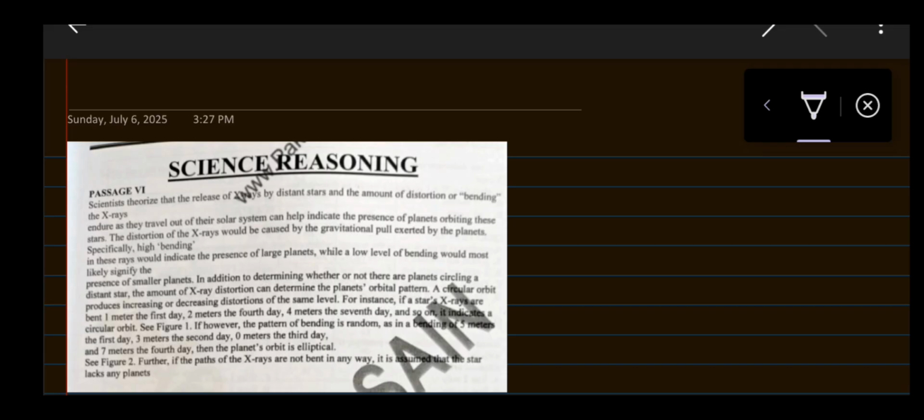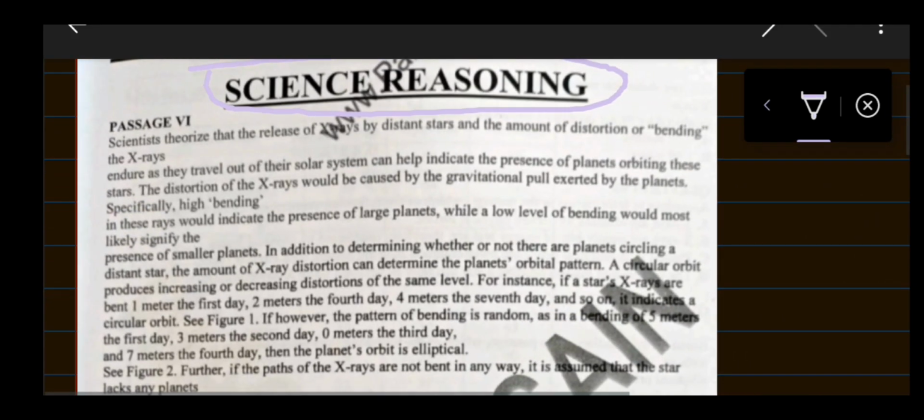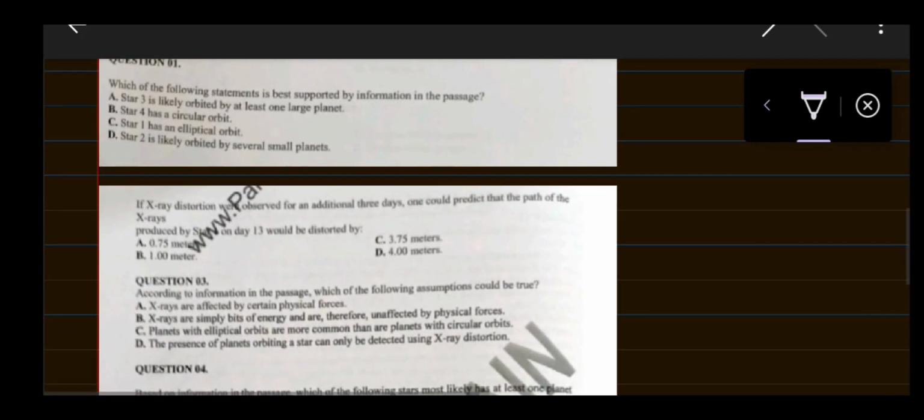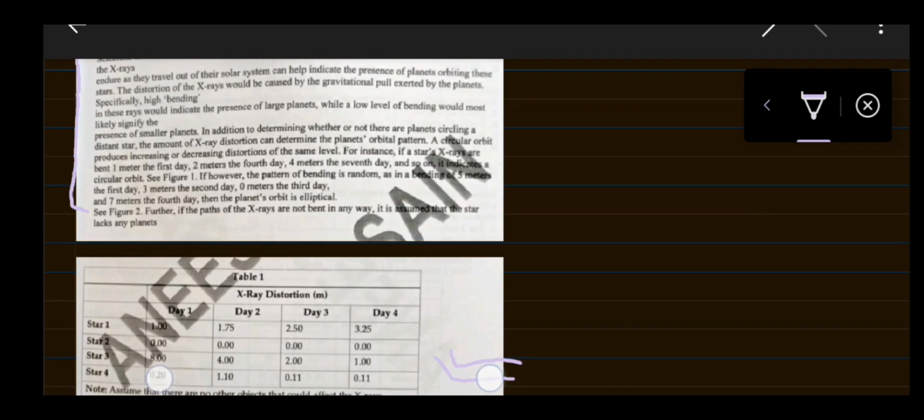So today we are going to discuss the science reasoning section. We are going to look at science reasoning from the past paper of AKU. One passage is given, and after reading this complete passage and this chart box, we'll be able to answer these four questions: question 1, 2, 3 and 4. So yeah, let's get started.